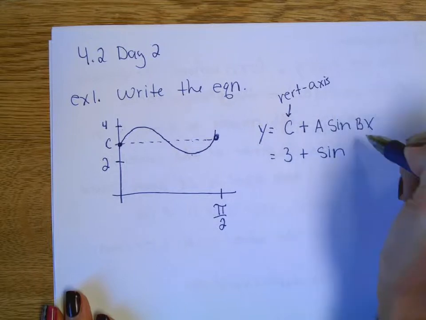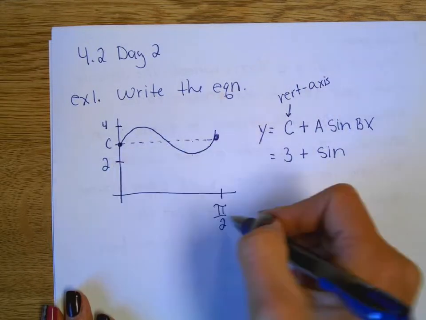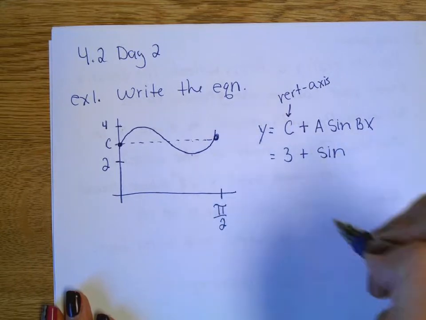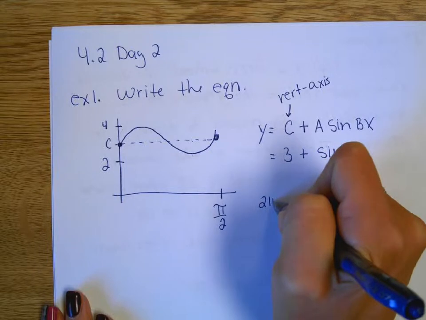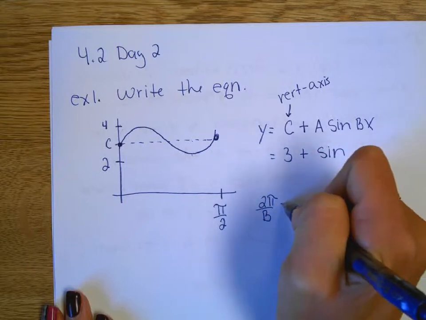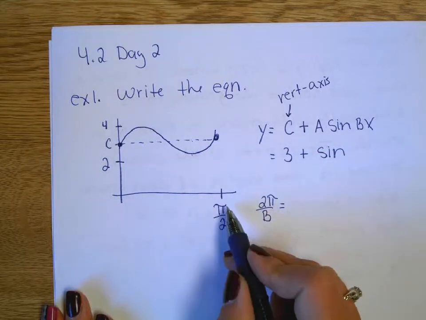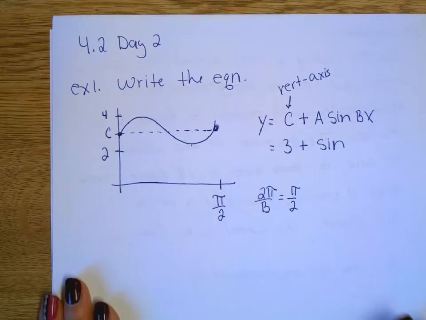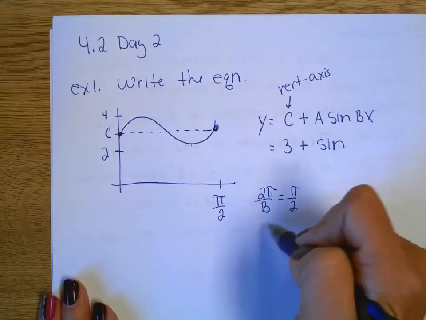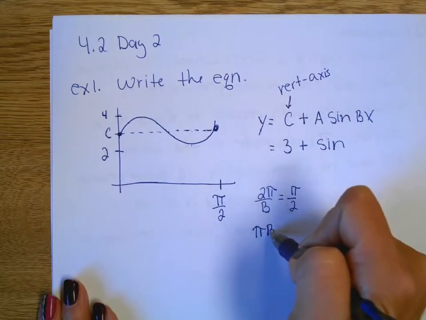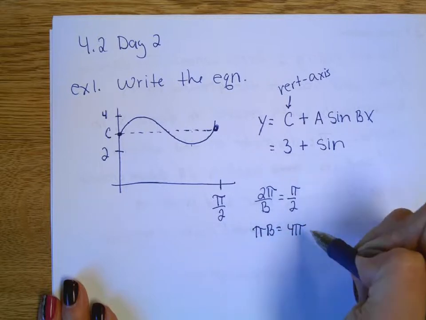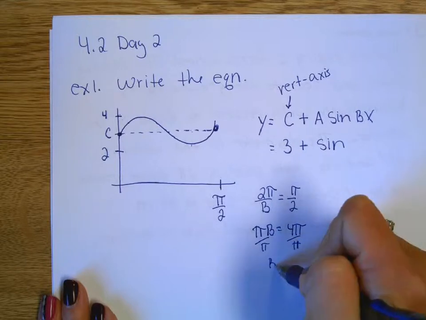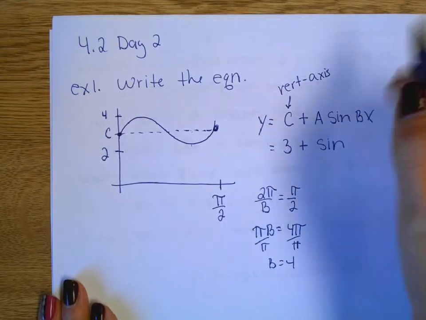Sine of, remember b is hidden. It's not visible on these numbers here. B is hidden inside of this period. How do we find the b? 2 pi over b has to come out equal to the pi over 2. So if we do cross products now and solve for b, pi times b equals 4 pi. B is a 4.